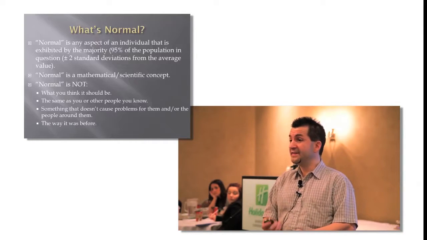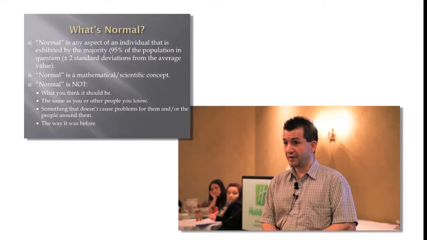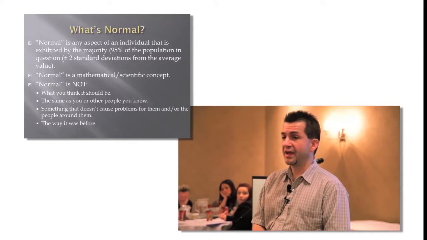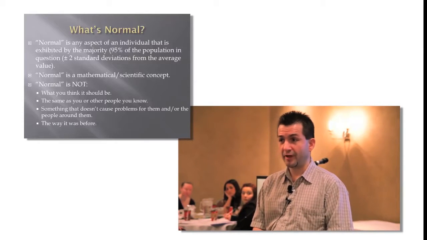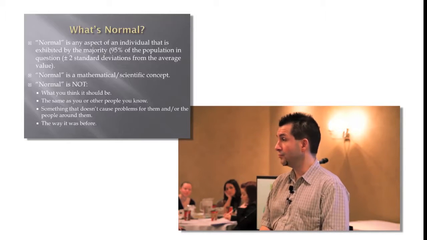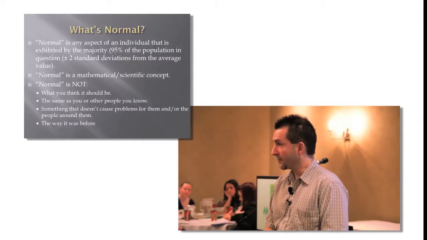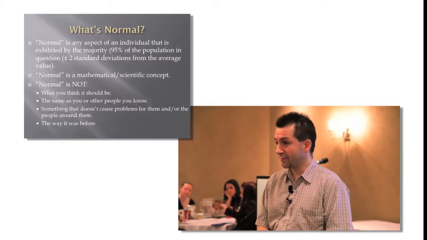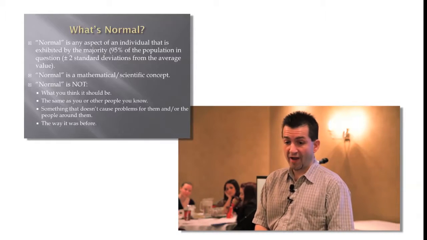Everybody understands the idea of normal, but how do you apply normal to something that you can't inherently measure? Something like behavior, something like a mood, how you feel. How do you apply a concept and state that something is normal or abnormal?